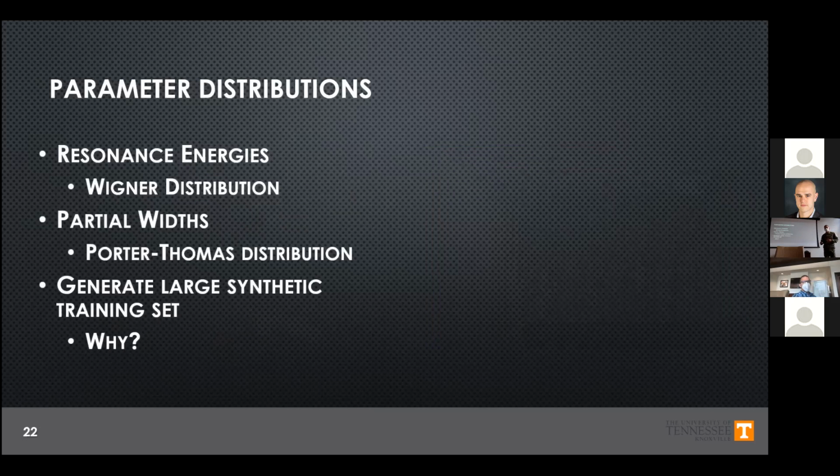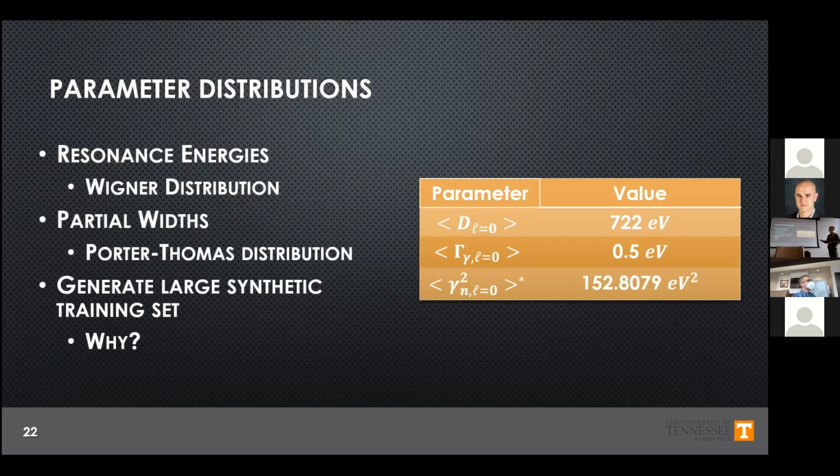Additionally, for each of those parameters that we saw, for the resonance energy, for our partial widths, they follow very well-known distributions. That level spacing, that distance in between resonances, follows the Wigner distribution, and our 2 partial widths follow the Porter-Thomas distribution, which for a given experiment, we know the average values for these. What these average values do is allow us to generate a very large training set.